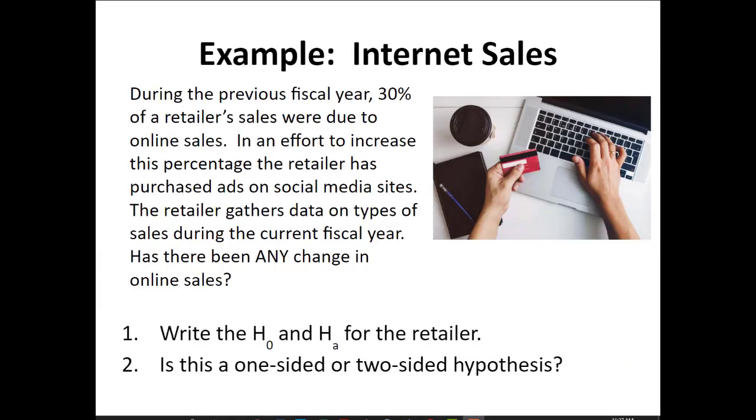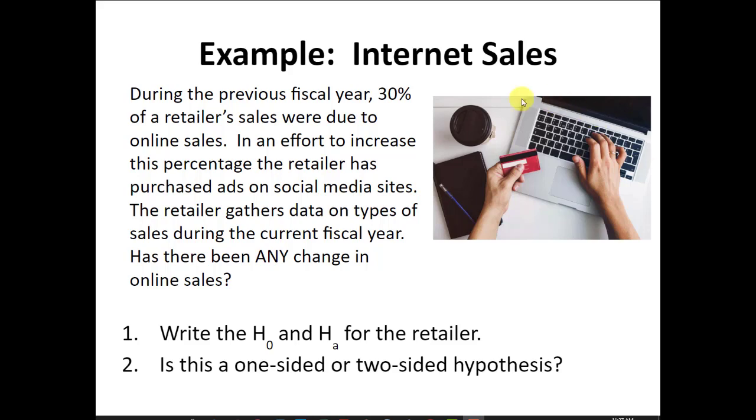Let's look at an example using internet sales. Okay, these questions are very similar, so it's really important that you notice where the differences are in the question. So this first question says, during the previous fiscal year, 30% of a retailer's sales were due to online sales. In an effort to increase this percentage, the retailer has purchased ads on social media sites. The retailer gathers data on types of sales during the current fiscal year. Has there been any change in the online sales? Write the null and alternate hypotheses for the retailer. Is this a one-sided or two-sided hypothesis?